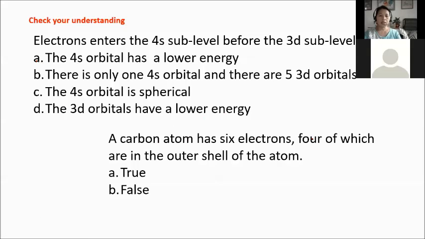Next, a carbon atom has 6 electrons, 4 of which are in the outer shell of the atom. Okay, so pwede yan i-check, no? Z equal to 6. So start from 1s2, 2s2, and 2p6. Okay, so 6 naman yan. So 2p2. 2 plus 2 plus 2 is 6. So sabi dito, 4 of which are in the outer shell. 4 daw. So add natin itong 2 plus 2. I-check natin kung 4 ba yan. Okay, 4 yan. Meaning the answer is true.